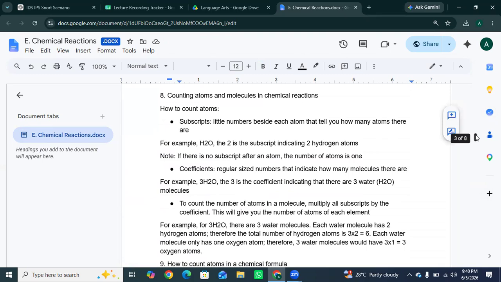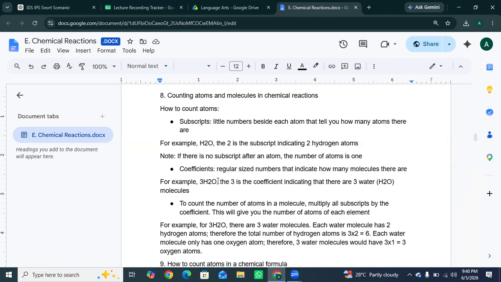Counting atoms and molecules in chemical reactions. How to count atoms? Subscripts are little numbers beside each atom that tell you how many atoms there are. For example, H2O: the 2 is a subscript indicating two hydrogen atoms. Note, if there is no subscript after an atom, the number of that atom is 1.